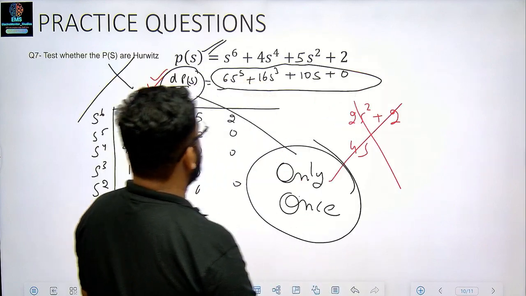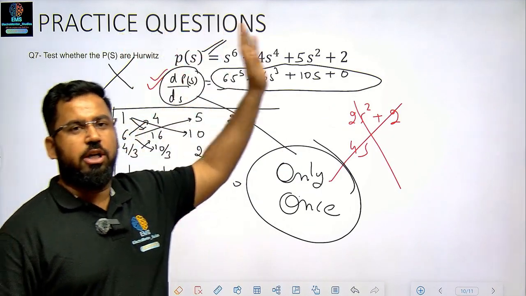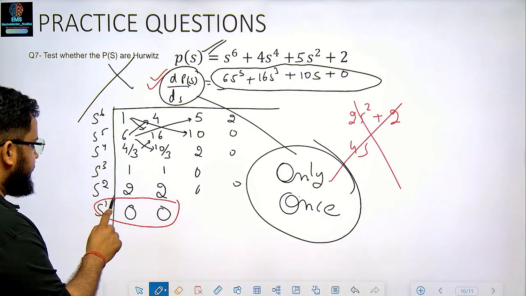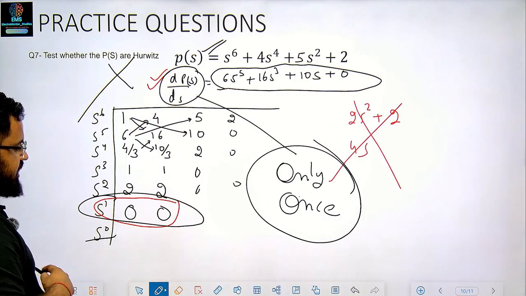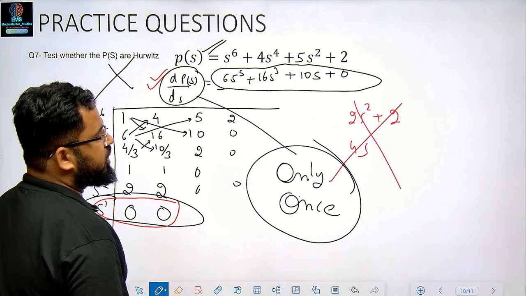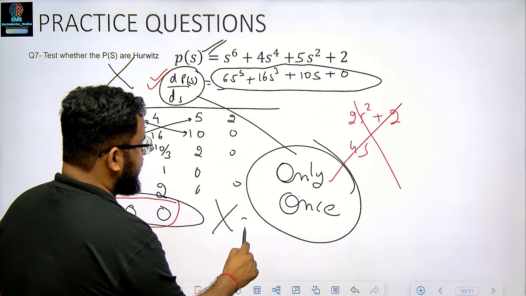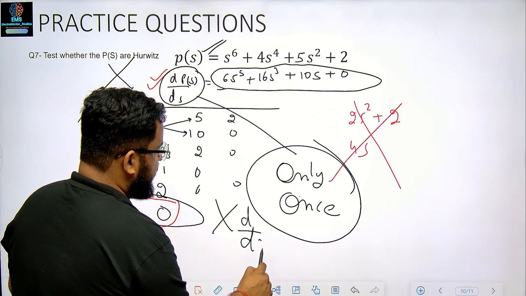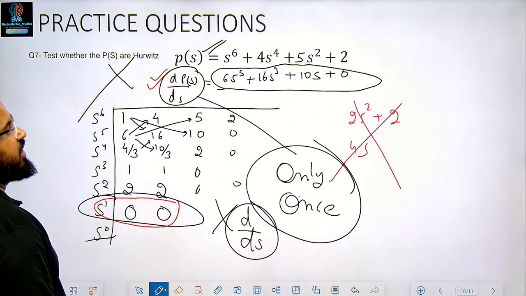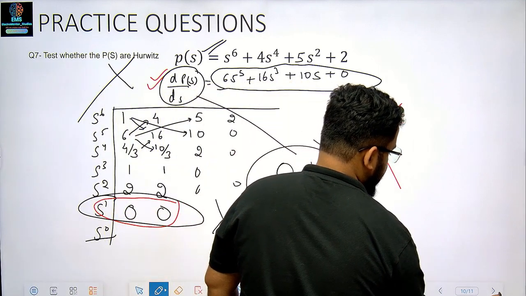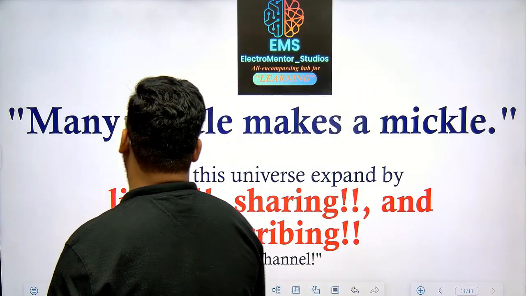Last question, that was where all even coefficients were given. We calculated the odd coefficients, but before ending at S0, we got all the coefficients to be 0, which is not possible. And we cannot repeat the process of differentiation again in the complete question. Hence, this is also not a Hurwitz polynomial. This ends all the questions of Hurwitz polynomial.